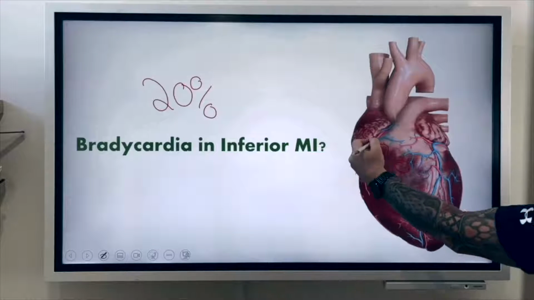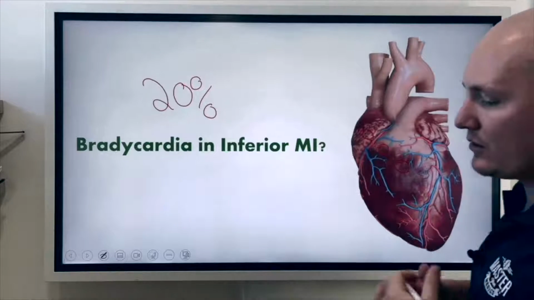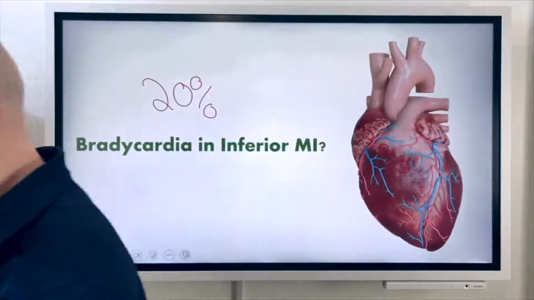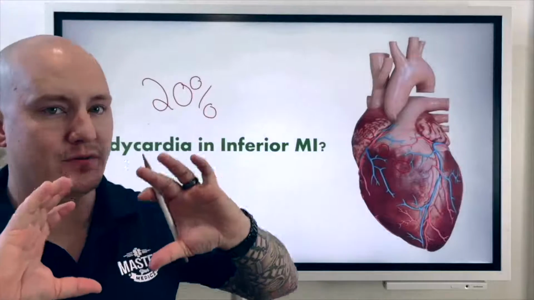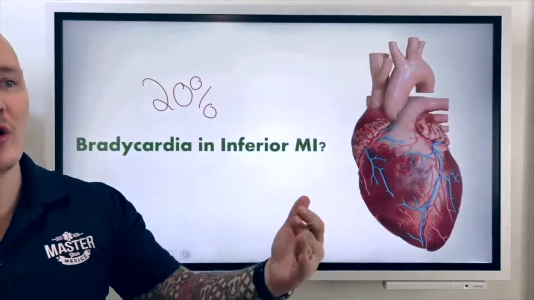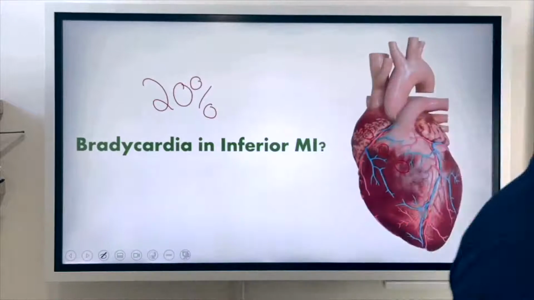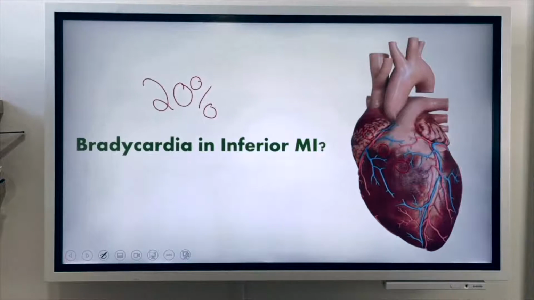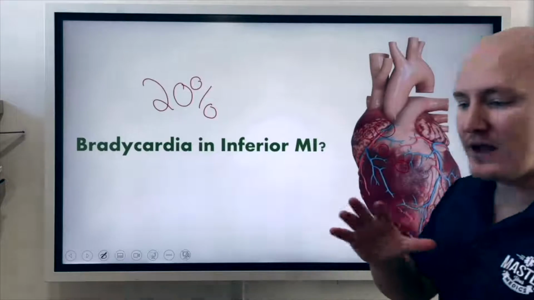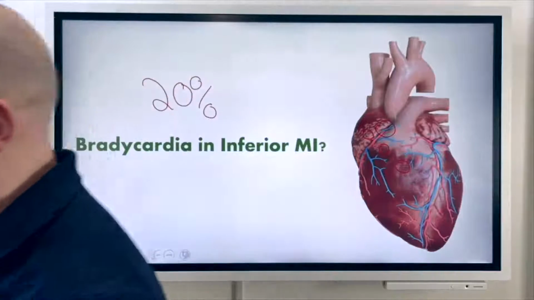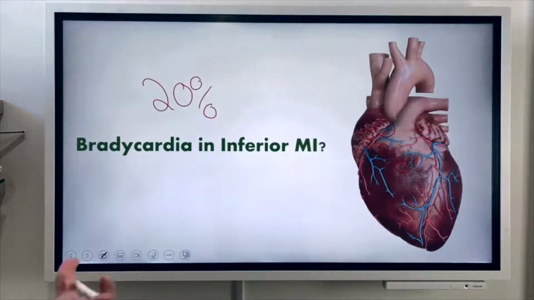Okay? So feeding the SA node and feeding the AV node. In those particular cases, those branches that have feeding capabilities to those nodes, if we see symptomatic bradycardia in inferior myocardial infarction, this is a good indication that we actually have a really high blockage here, because those branches are quite high in that right coronary artery.